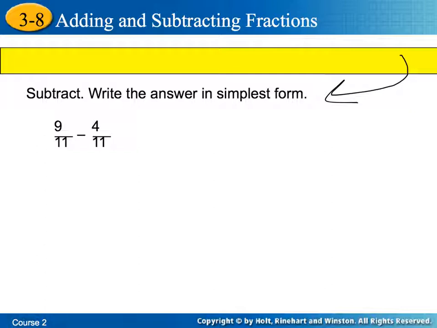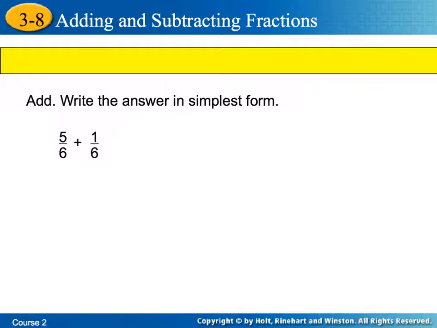So we have 9/11 minus 4/11. Very first thing I need to do, check to see if we have a common denominator. Do we? Yep. So I just subtract straight across. 9 minus 4 is 5. Keep the same denominator. I get 5/11. Is it in simplest form? You betcha. 5/11 is my answer. Sweet. Easy.